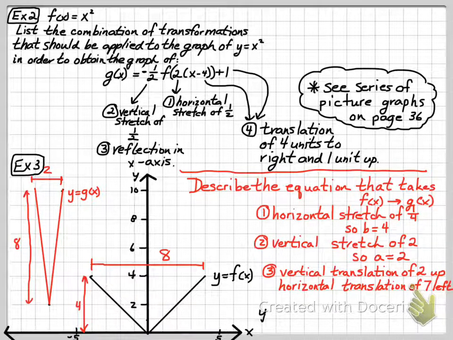So to put that all together is y equals a times f of b of x minus h plus k. We can say that y is equal to, well, a is 2, f of b is 4, times x minus h, well, that means it's going to be x plus 7 for 7 units to the left, plus 2.